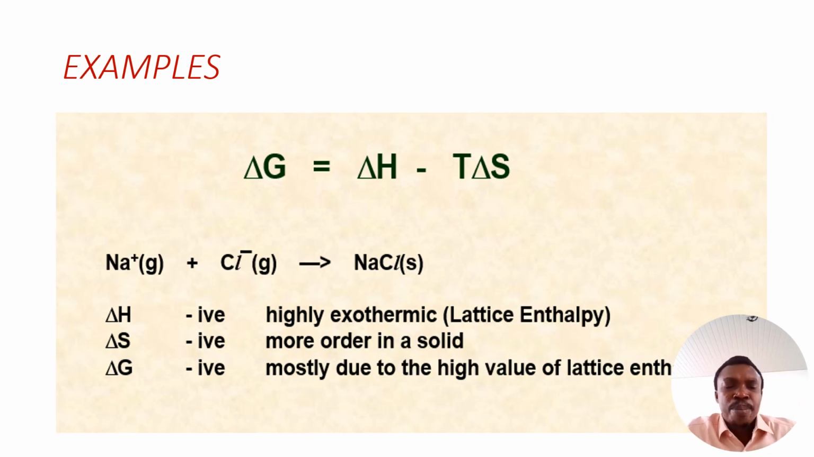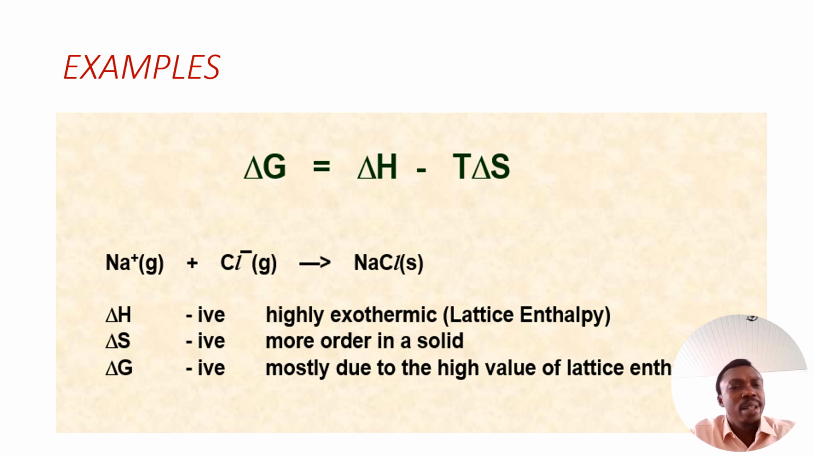So this is another example before us. This is the formation of an ionic solid from gaseous ions, which is lattice energy. So automatically the enthalpy of the reaction is negative, it's a highly exothermic reaction. Then if you look at the entropy, the change is negative. There is a decrease in the degree of disorderliness or randomness. You are moving from what? Gas towards solid. So more order in the solid. So the entropy change is negative.